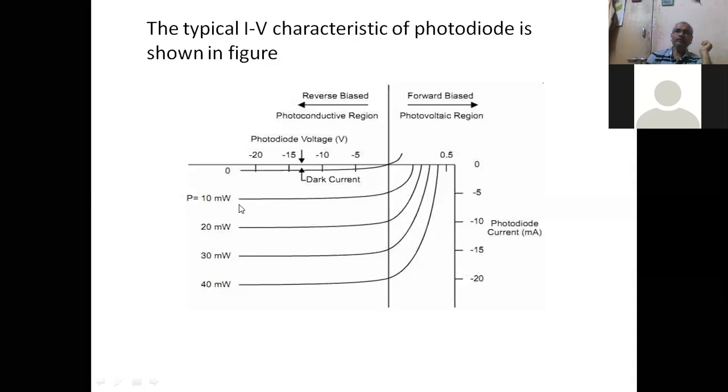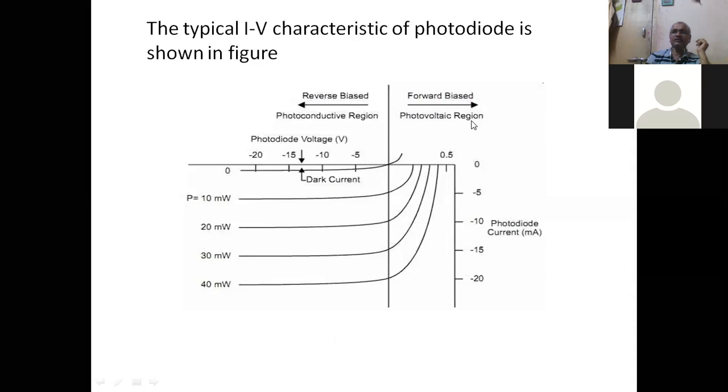So for 10 milliwatt of light intensity, the current is 5 milliampere. For 20 milliwatt of light intensity, the current is 10 milliampere. This is the negative current because we have applied the reverse bias. So as the light intensity goes 10 milliwatt, 20 milliwatt, 30 milliwatt, 40 milliwatt, we are increasing the light intensity, and the reverse current also increases. So these are the IV characteristics.